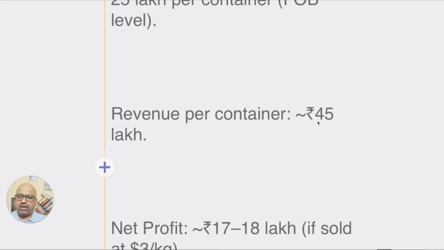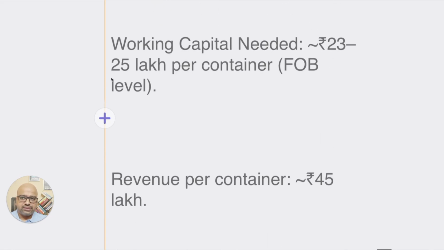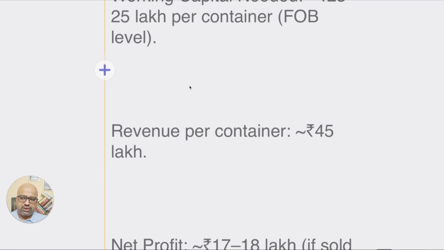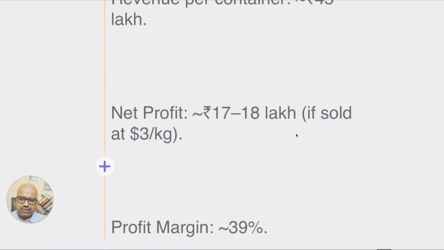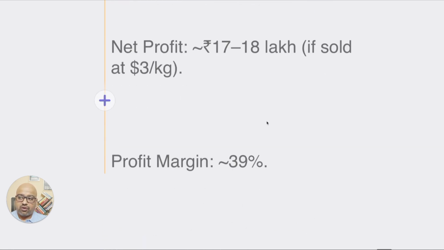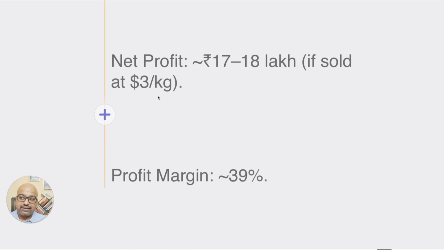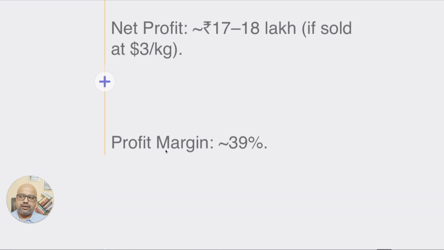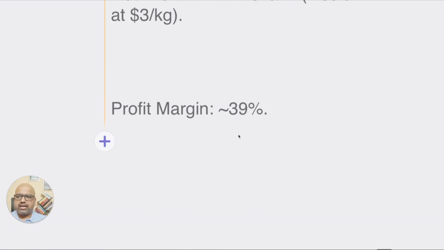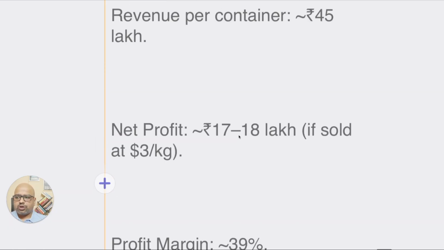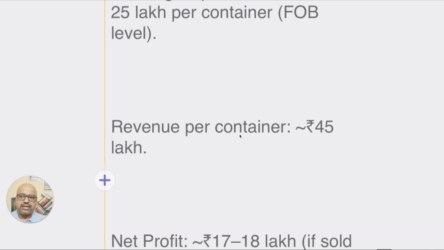Revenue, around 45 lakhs is the difference. 25 lakhs is what you're investing, 45 lakhs is the revenue you're generating, and 17 to 18 lakhs is the profit that you are going to make if you're selling it at $3 per kg, and if your profit margin is at least 39%. Plus or minus 5% is always there. That's possible, but this is something I want you to work around.